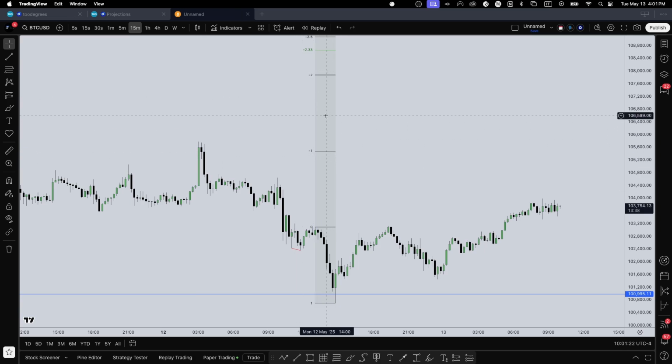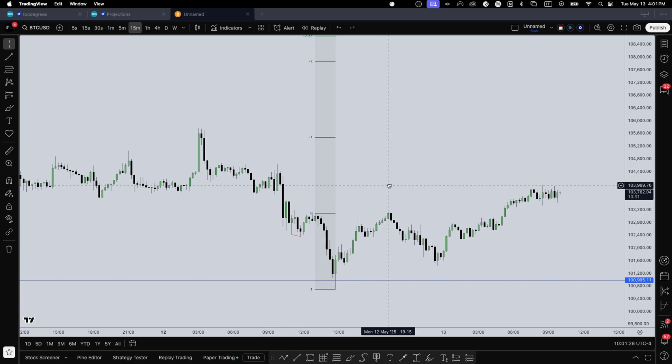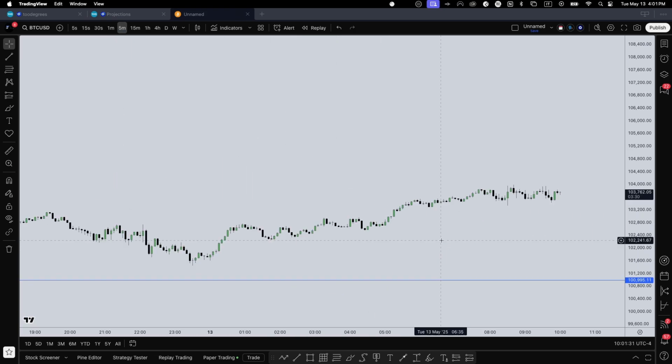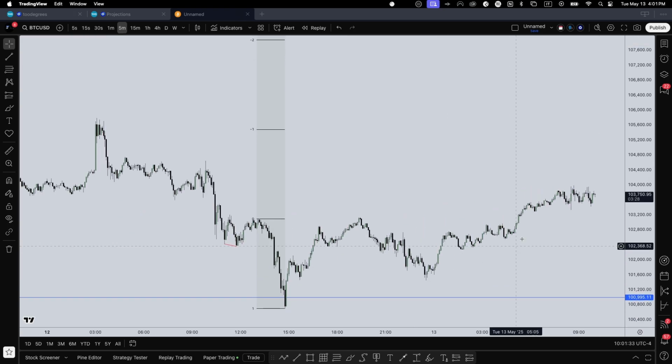So we can dial in a little bit more, go on a lower time frame, and see what this looks like on a lower time frame. Yeah, Dell, you're right. My bags are unhappy because I didn't load enough.